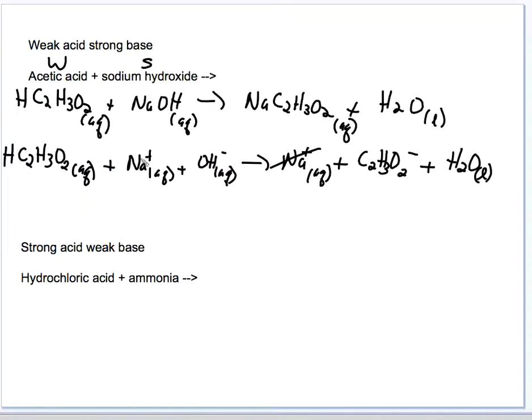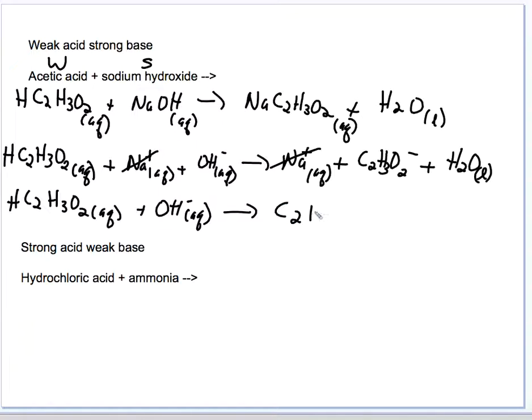It looks like sodium is a spectator ion, and I think that's it. Can't cross off the hydroxide, can't cross off the acetate ion. So we rewrite what's left over. HC2H3O2 (aq) plus hydroxide (aq) gives acetate (aq), and I forgot to write the aqueous on this one up here, but okay, plus H2O (l).